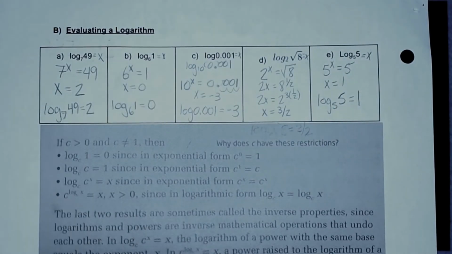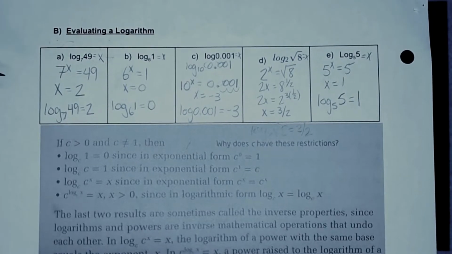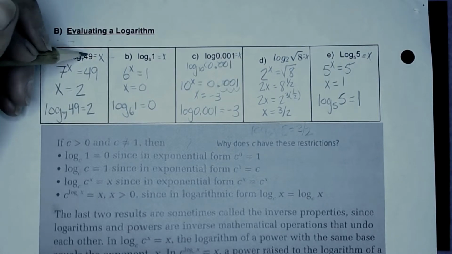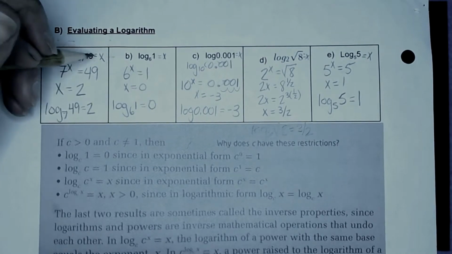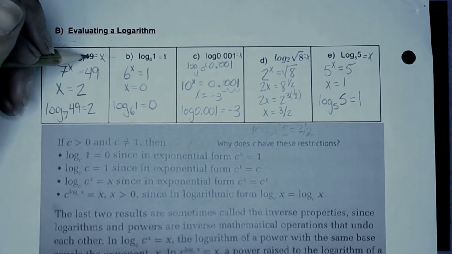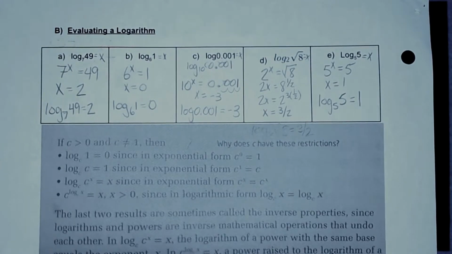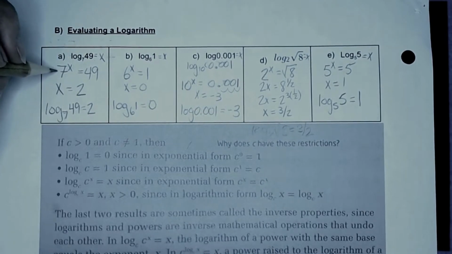equals x. I won't go through all the examples. You can just pause the video and take your notes. But basically, you're just saying the log 7, 7 is your base, 49 is your answer. So 7 to the power of what equals 49? We're not super familiar with writing that statement in this format, so switch it to exponential form.